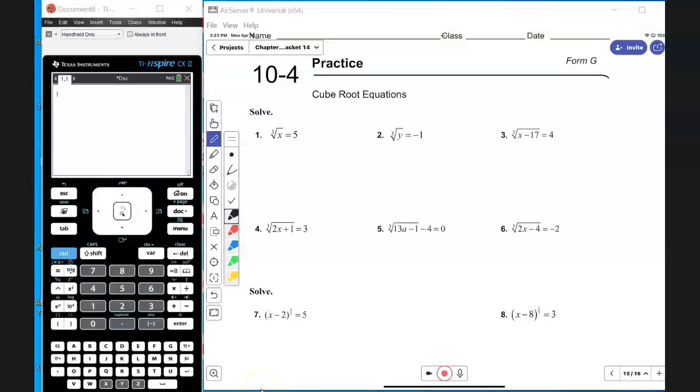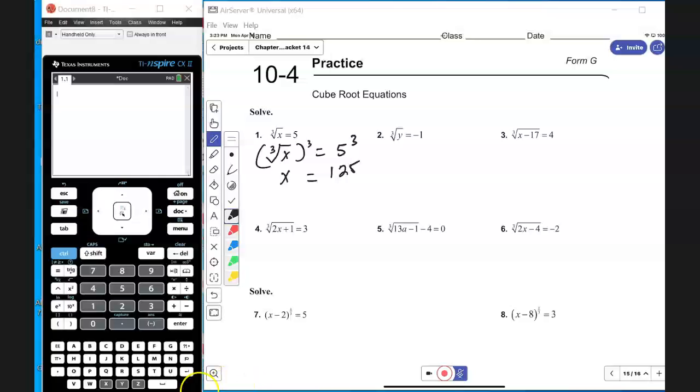We're going to be solving cube root equations, and what you need to understand is we're sort of undoing a process. We know that it's going to be to the third root. What we're going to do to each side, we're going to raise it to the third power. So that kind of undoes the root. So it's going to be x is equal to 5 to the third power, which is 125.